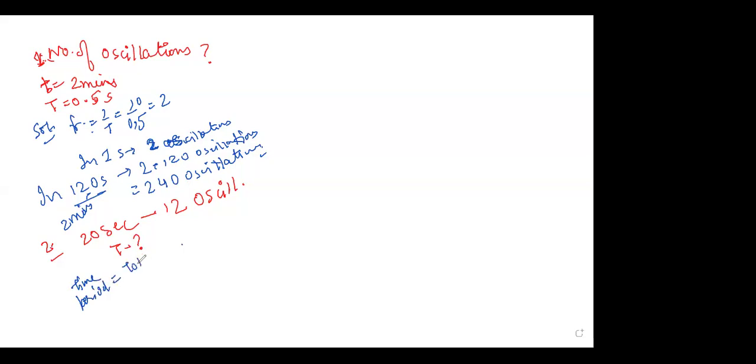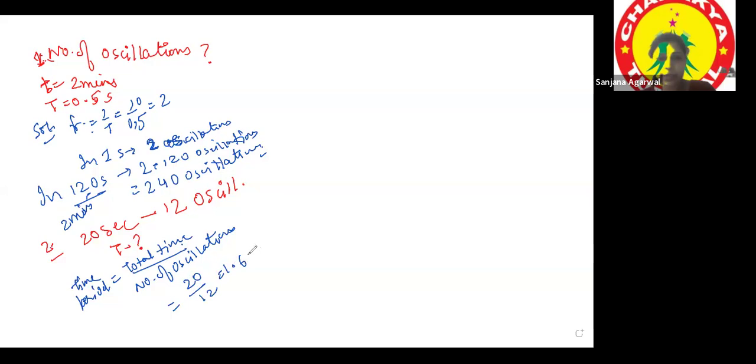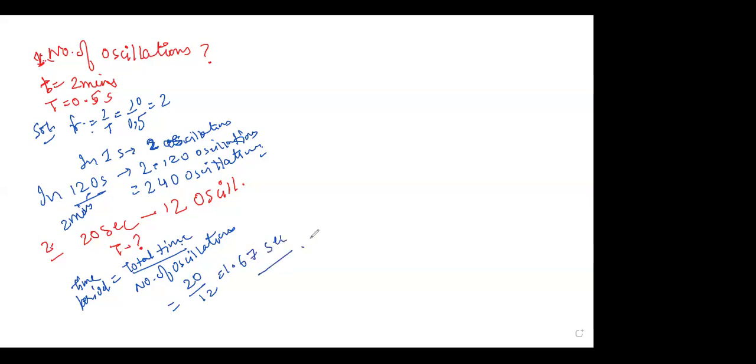Ma'am, the answer is 20 by 12, it is 1.67 seconds. Ma'am, 1.6. Okay, 1.67 seconds. 1.66, ma'am. Yeah, or we can write 1.67 seconds. Okay, ma'am. Got it, everyone?